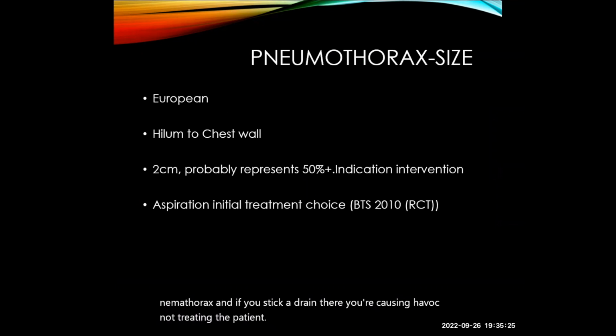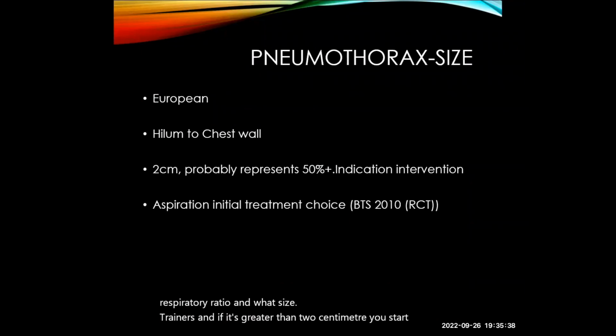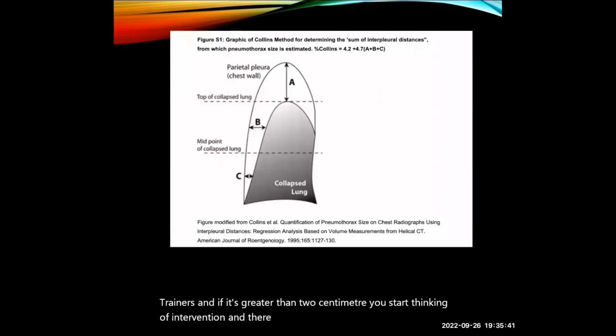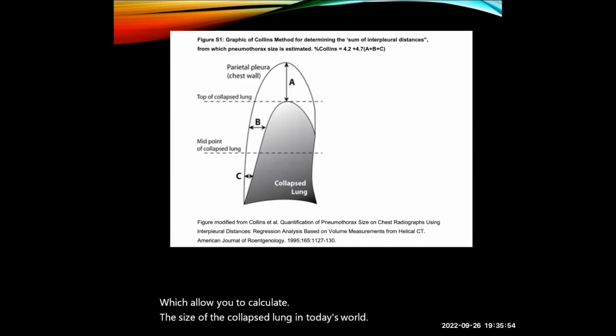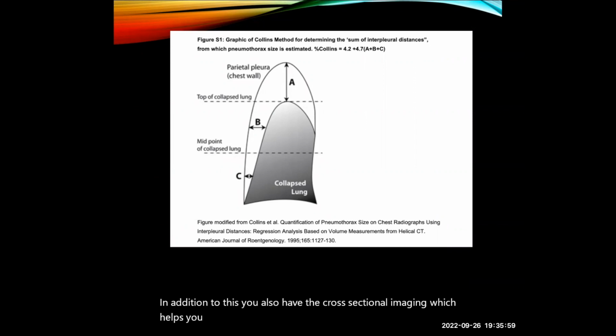So the size dictates what we do, and you use your cardiorespiratory ratio and what size the drain is, and if it's greater than 2 centimeters, you start thinking of intervention. And there are algorithms which allow you to calculate the size of the collapsed lung. In today's world, in addition to this, you also have the cross-sectional imaging, which helps you to assess if it is a big or small pneumothorax.